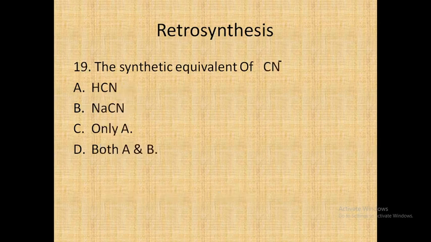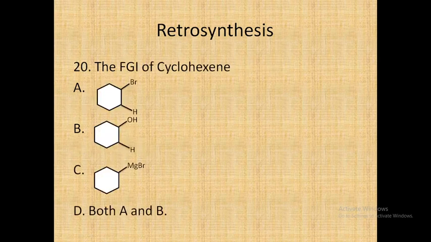The synthetic equivalent of cyanide, CN minus. So obviously here it's a very simple question. A option HCN, B option NaCN, C only A, and D both A and B. So both A and B can provide that cyanide ion as a nucleophile. So the correct answer is D, both A and B. Let's go for the next.